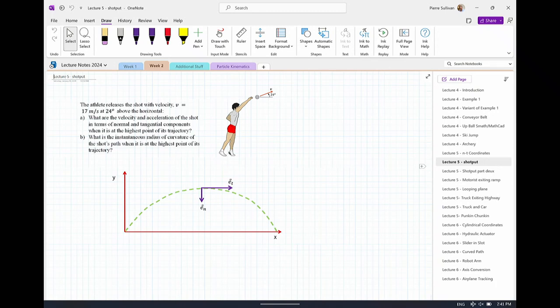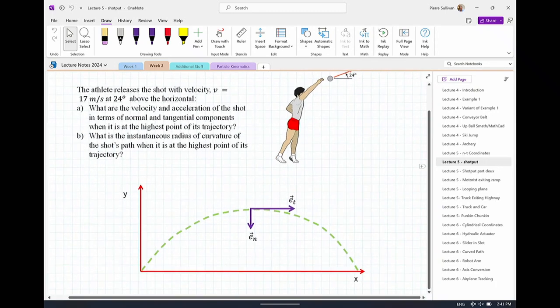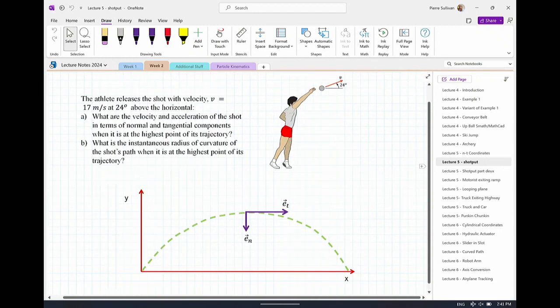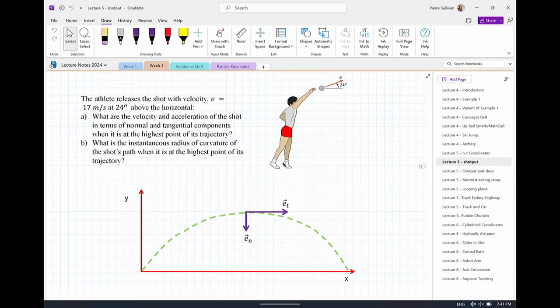So a simple case, or a nice case, maybe is probably a better way to put it. I have an athlete, and they're throwing a shot put, and the shot put has an initial velocity of 17 meters per second at 24 degrees above the horizontal. What are the velocity and acceleration of the shot in terms of normal and tangential components when it's at the highest point of its trajectory? What is the instantaneous radius of curvature of the shot's path when it's at the highest point of its trajectory?